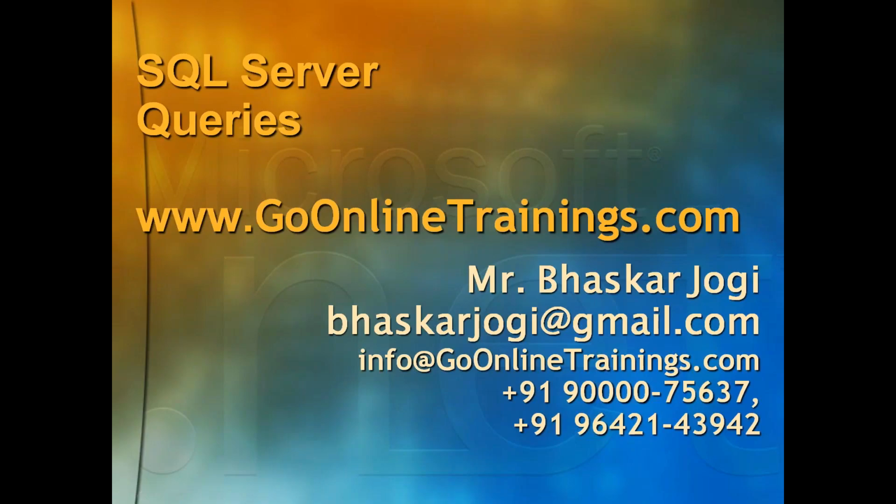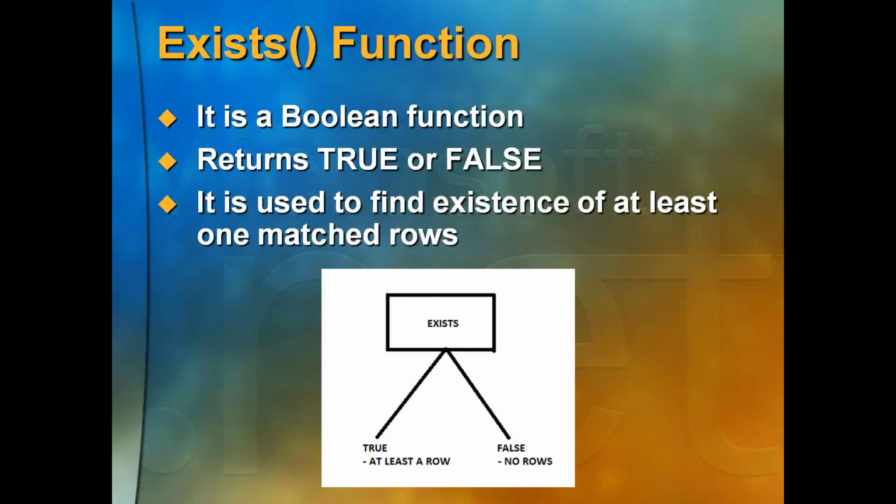Now, yesterday we were talking about the exist function, right? It is a Boolean function. Function means you should have these two braces, like getdate and the isnull function. The exist function is a Boolean function, returns true or false.